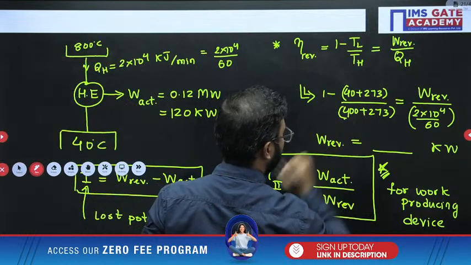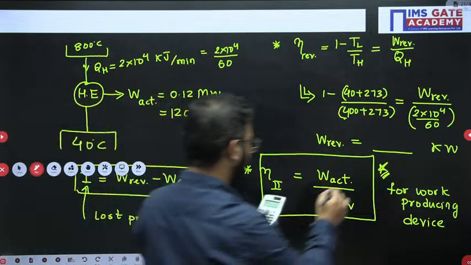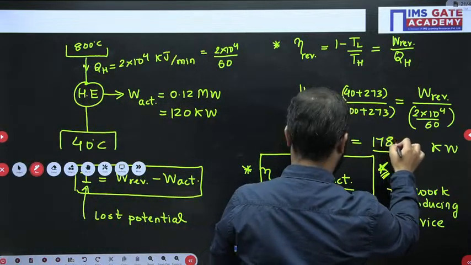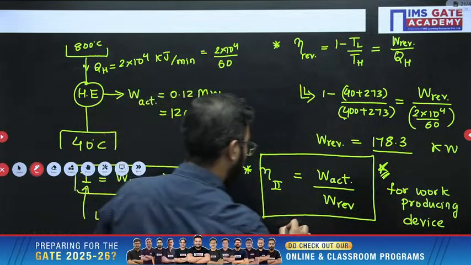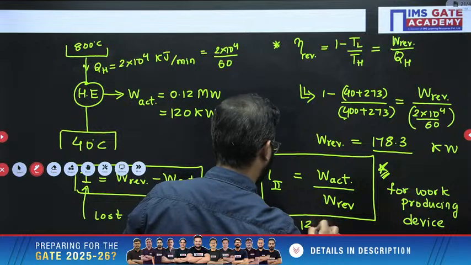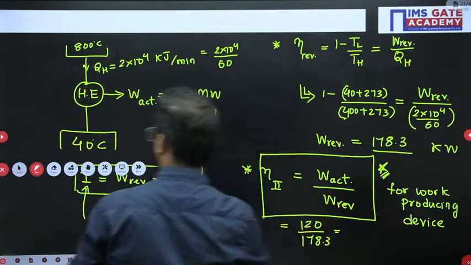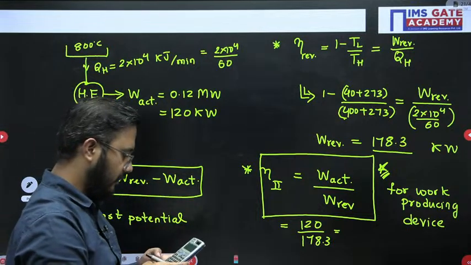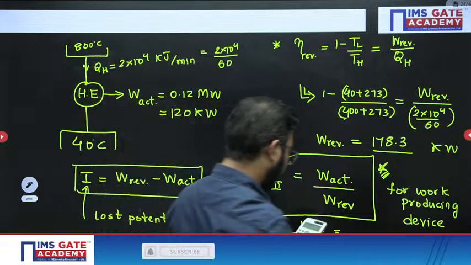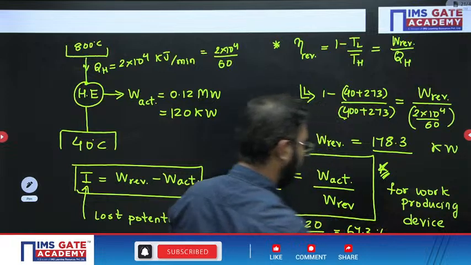So if you put 400 here, you will get approximately 178.3 kilowatt, and the actual work done was 120 kilowatt, reversible was 178.3. Accordingly you will get the second law efficiency. So 120 divided by 178.3 will come around 67.3%. Okay, small change.